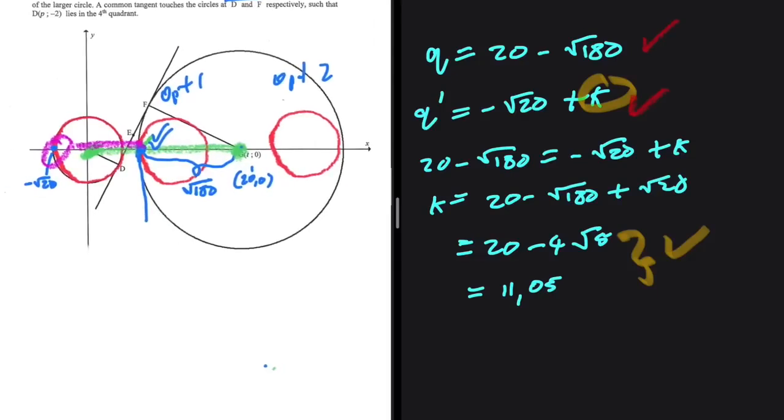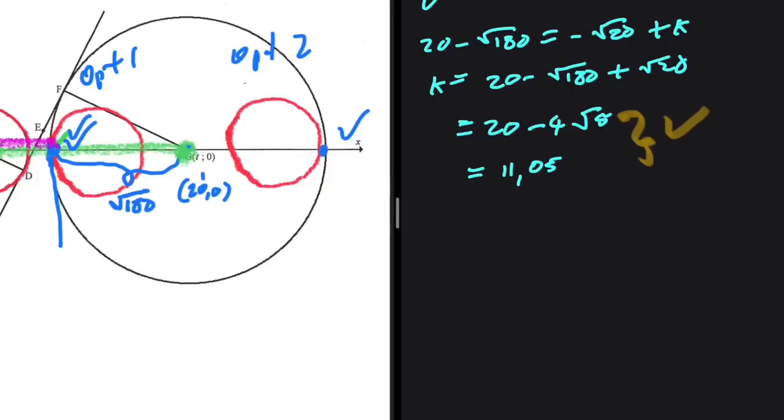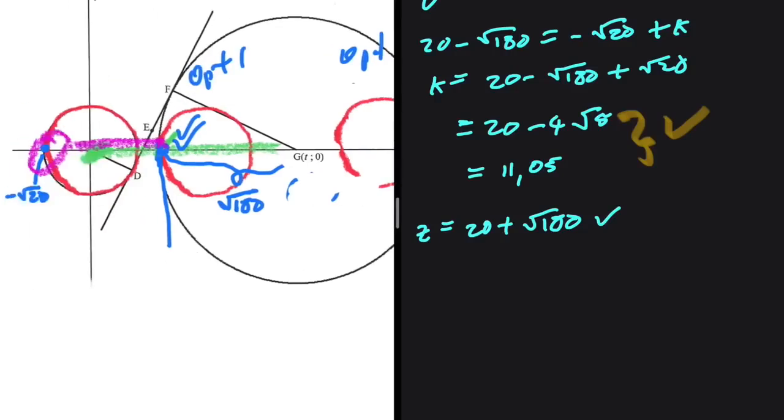Now let's look at the other case where they touch at this point. Okay, so let's find the x value at this point. Let's call it z. So z will be equals to the x value at the center, the x value at t, which is 20 plus the radius of the larger circle. So 20 plus square root of 180. Okay, so we want these two circles to touch at the point 20 plus square root of 180.